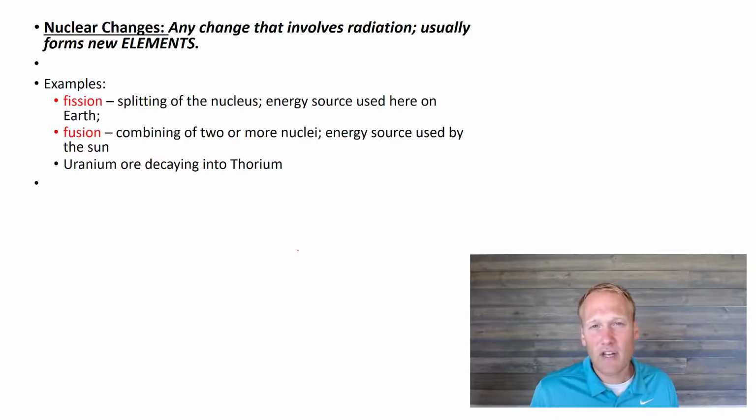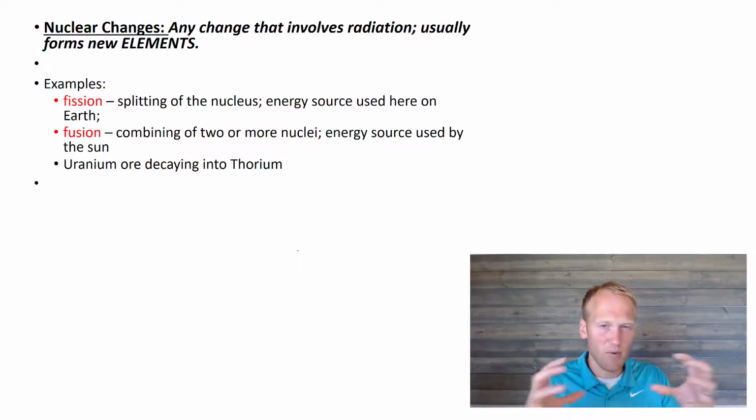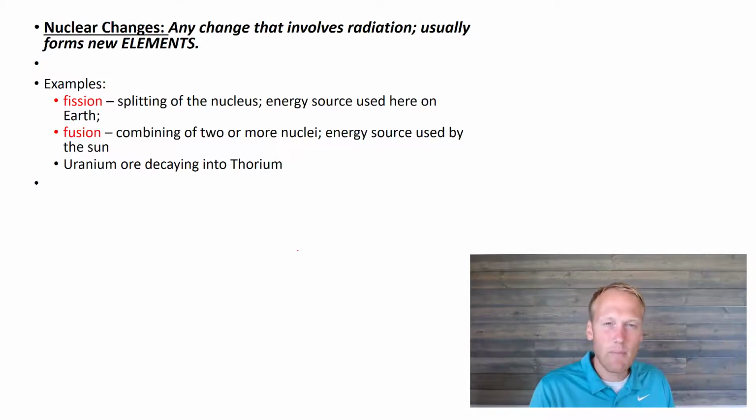The last type of change that we're going to talk about briefly, and we'll talk about more later in the semester, is a nuclear change. In a nuclear change, the nucleus of an atom changes. It either breaks apart or 2 nuclei come together. So those are pretty much the 2 ways that a nuclear change can occur. If 2 nuclei fuse together, we call that nuclear fusion. And if a nucleus breaks apart or fissures apart, we call that nuclear fission. Typically when this happens, new elements would be created.